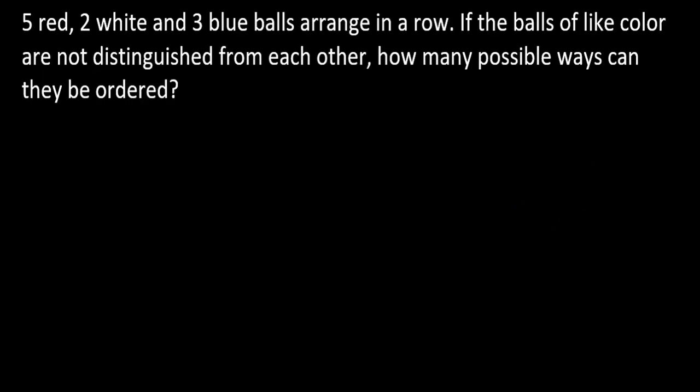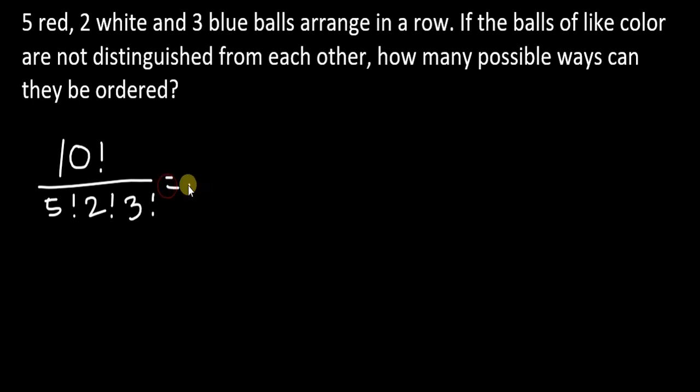5 red, 2 white, and 3 blue balls are arranged in a row. If the balls of a like color are not distinguished from each other, how many possible ways can they be ordered? Okay, so meron tayong 5 red, 2 white, at 3 blue. So, ilan lahat yan? So, we have 5 plus 2 plus 3, they are all 10 balls. So, it is 10 factorial. Divide lang natin kung ilang red, that is 5. Ilang white, 2. Ilang blue, 3. Okay, so that is 10 factorial divided by 5 factorial, 2 factorial, 3 factorial.